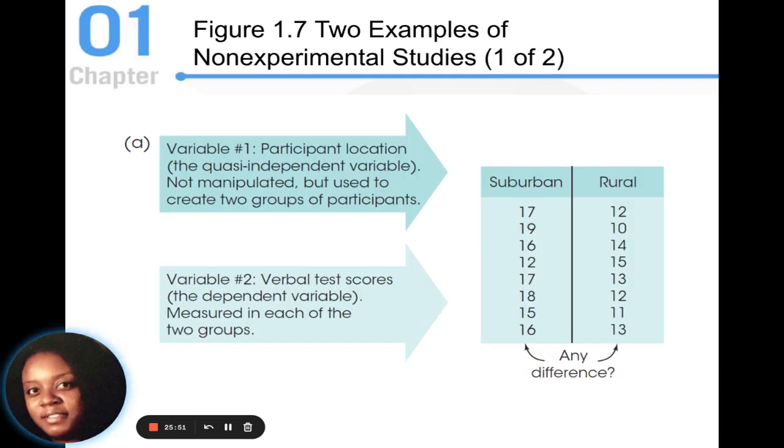Here in this figure 1.7 are some examples of non-experimental study. We can see that we have one variable where participant location is the quasi-independent variable, suburban versus rural. It's considered quasi-independent because we can't control it. It's there. You're either in a suburban area or a rural area. It's not manipulated, but it's used to create those two groups.